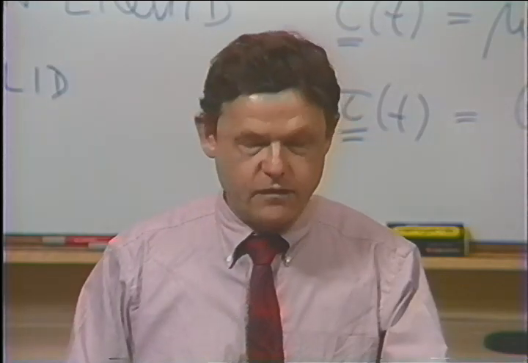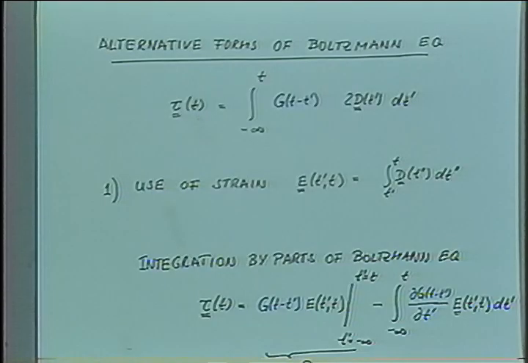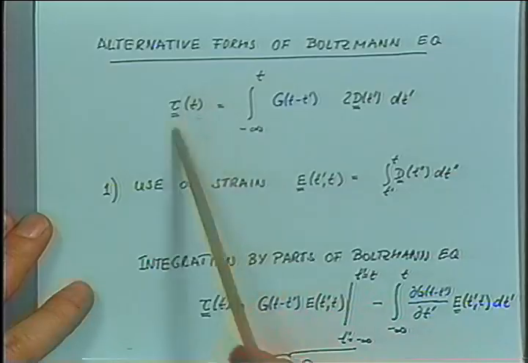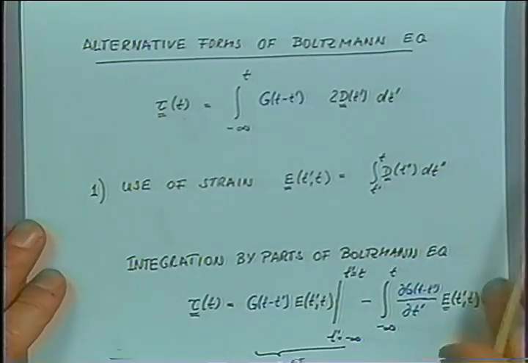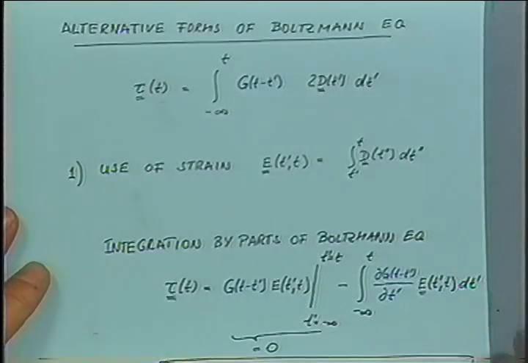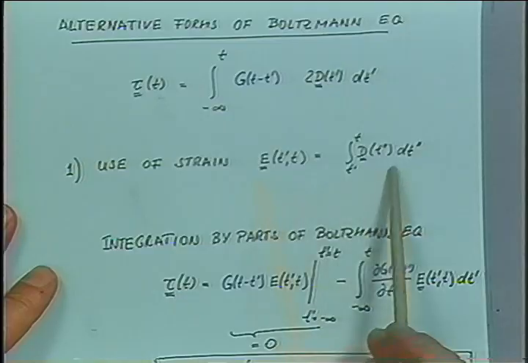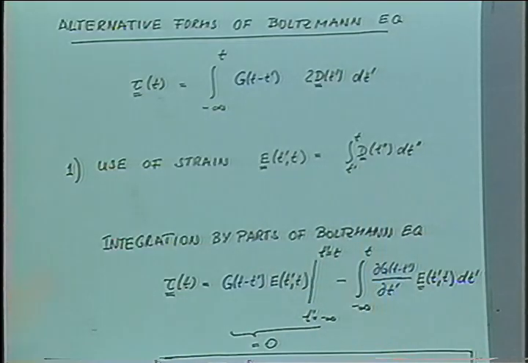Now the equation, as proposed by Boltzmann, has many different forms. So I would like to discuss a few alternative forms with you. So this would be the equation, which is general and complete in the sense. Let's introduce a strain as an integral over the rate of strain tensor.